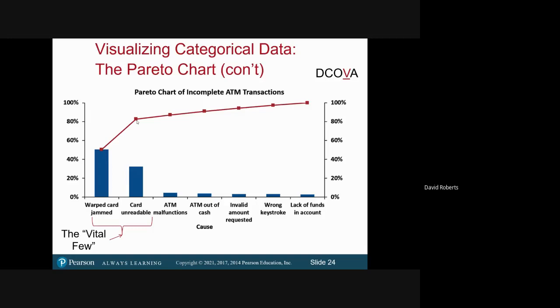After you've solved or tried to solve the two most frequent errors, then you would move on to some of the small errors like ATM out of cash, things along this line.